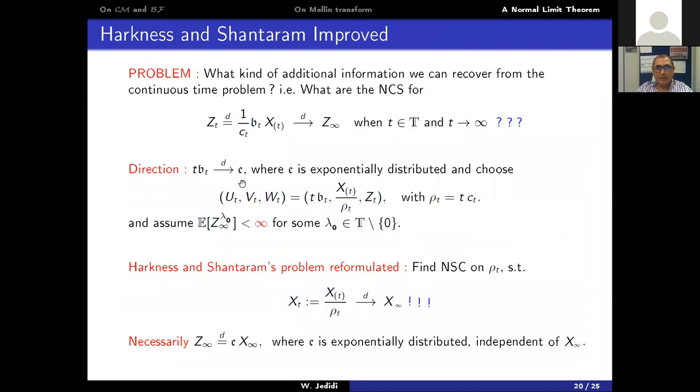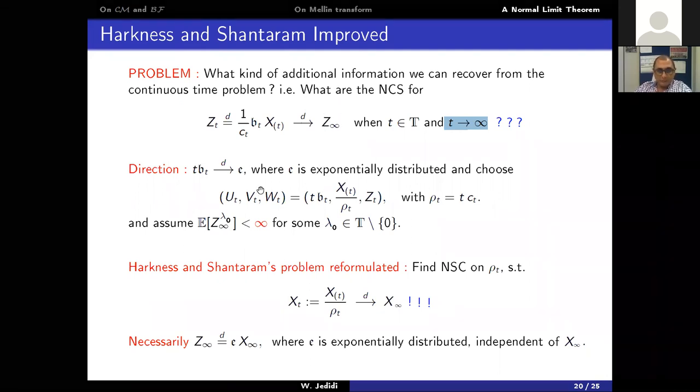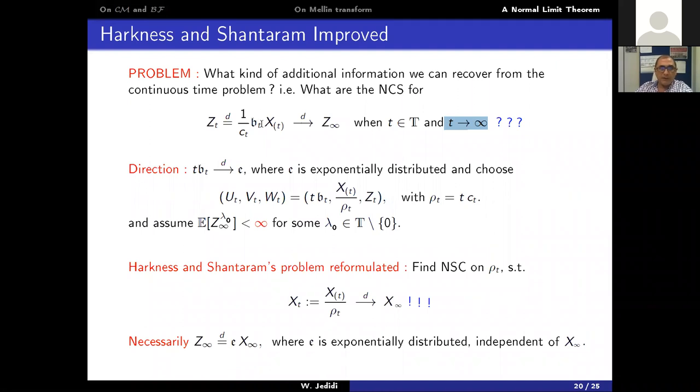So the problem becomes: what happens if we let T go to infinity, where T is a positive real number, not an integer? And will we have two different kinds of limits? First of all, it's very easy to get rid of this beta T. T times beta T will go to what? What is beta?